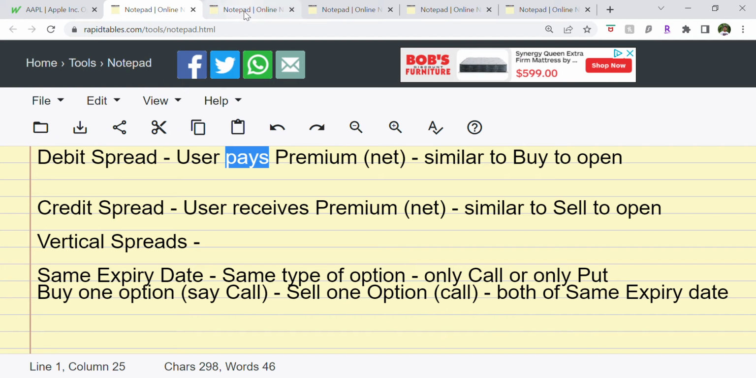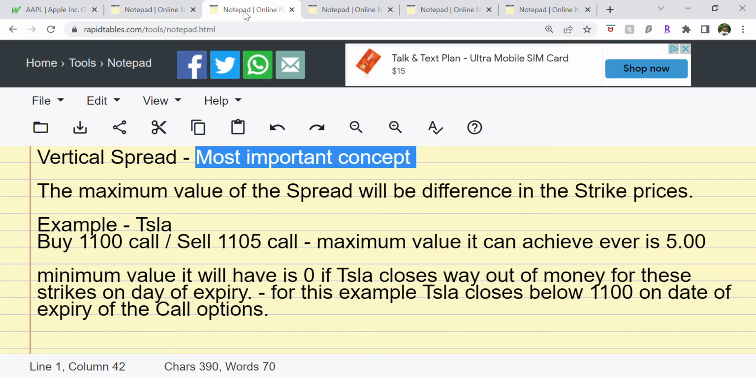Then comes a very basic and most important concept of a vertical spread: how much you lose and how much you gain. This is the most important thing that you need to understand. The maximum value of a spread will be the difference of the strike prices. I have also given an example over here. The minimum value will be 0 if it expires out of money.